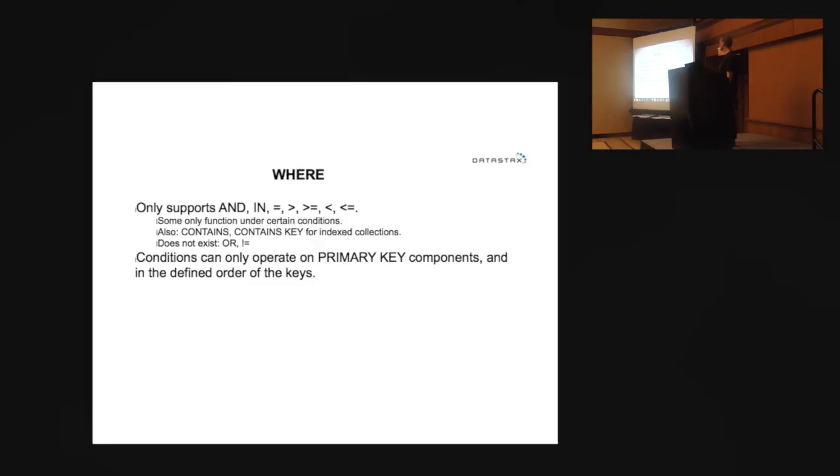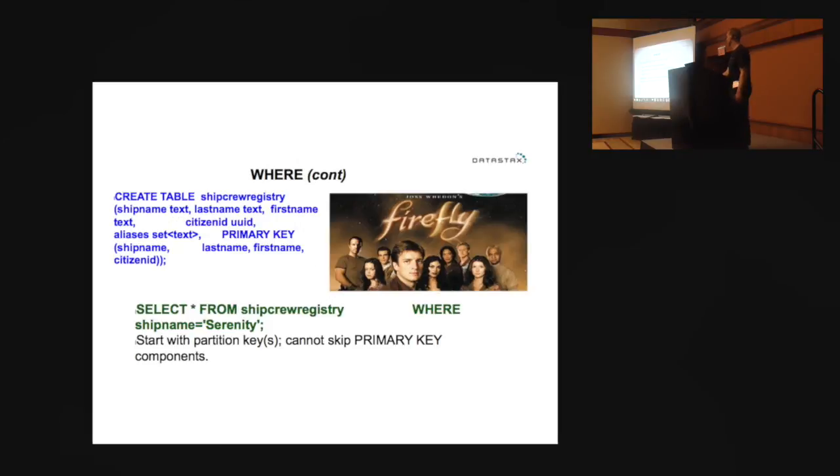Important to note too, also different from the relational world, is that the where clause can only operate on columns that are defined in your primary key, so your primary key components. You can't just grab a random column and say, hey, give me all the values equal to whatever in this column if it's not a part of your key. And even then, it's got to be in a specific order. You can't actually skip keys.